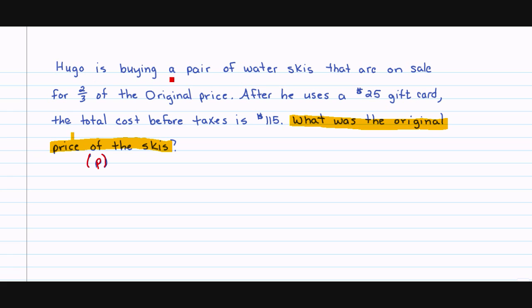We have Hugo is buying a pair of water skis that are on sale. Yay, there's nothing in there we can really use. So that whole first line we can scratch right out. Okay, he's buying it for 2/3 of the original price. Remember, we don't know what the original price is. Of means multiply, so it's 2/3 times P.